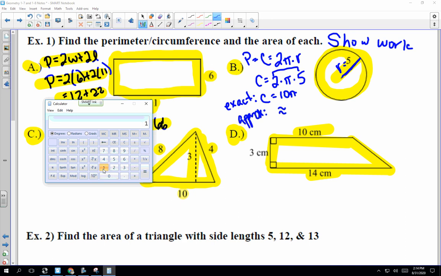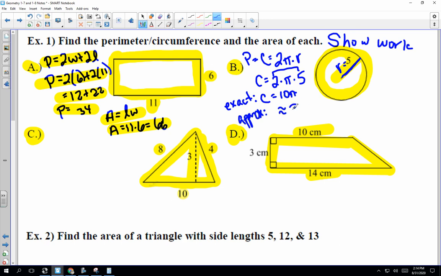We go 10 times pi, 31.4. Okay. And then make sure you guys write that down before circumference. Combine the numbers together, the 2 and the 5, to make 10. And then if we want to approximate it, we change that equals into a squigglies. We're going to do the area on this one.